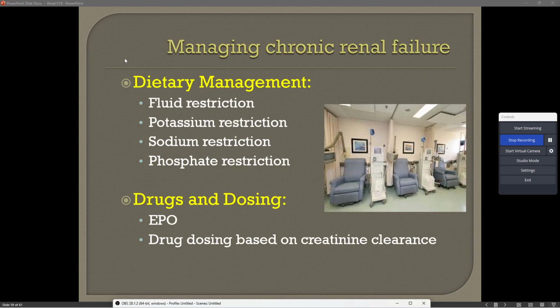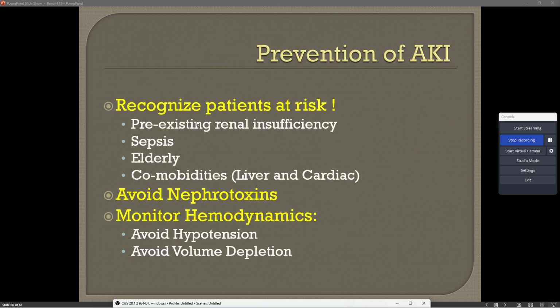Essentially, we're saying you need to restrict your fluids, your potassium, your sodium, and your phosphate, and maybe they need EPO drugs, erythropoietin, because maybe they can't make their own red blood cells. Maybe they can't have certain medications because their kidneys can't clear them, iodine for example, and Vanco. Educate your patient on these things because no one else will.